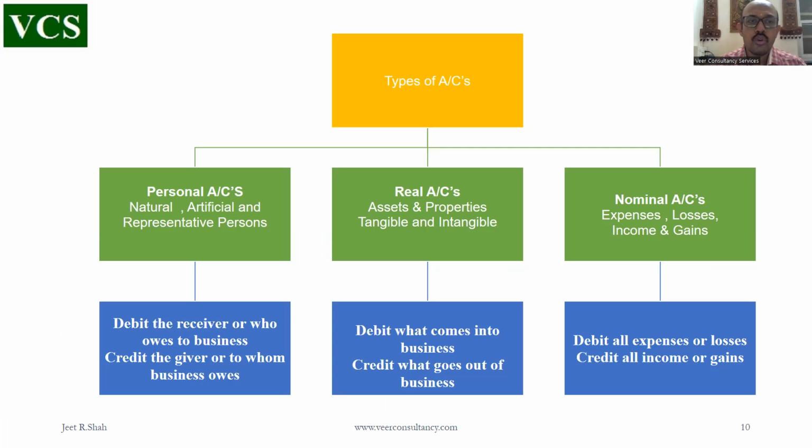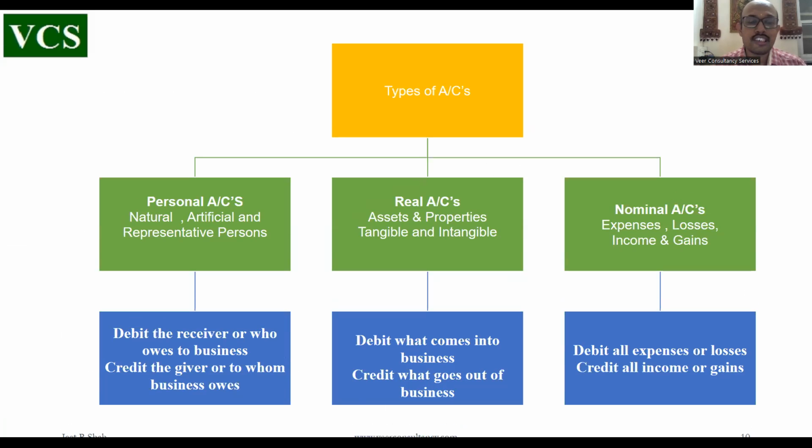You are going to apply the rules of these accounts. So the next step into classification of accounts is to use the following rules. So suppose that you find out कि भाई ये जो account है वो personal account है. So what is the rule you are going to use for personal account? We'll say that debit the receiver or who owes to the business and credit the giver or to whom business owes. अगर personal account है rule क्या लगाओगे? Debit the receiver of benefit and credit the giver of benefit.